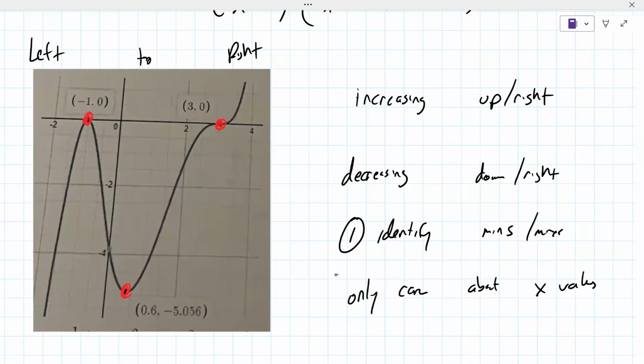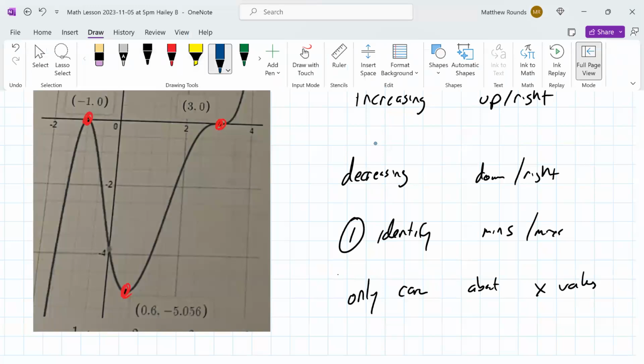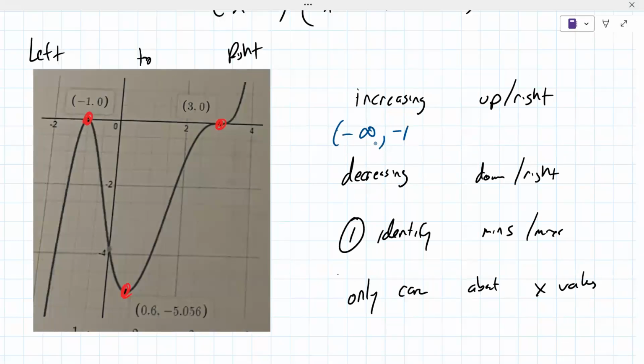Okay, you really don't care about the y's. That may be hard to believe, but that is the case here. So in this first region where my cursor is, is it going up and to the right or down and to the right? Up and to the right. Okay. So this graph is increasing from -infinity to -1.